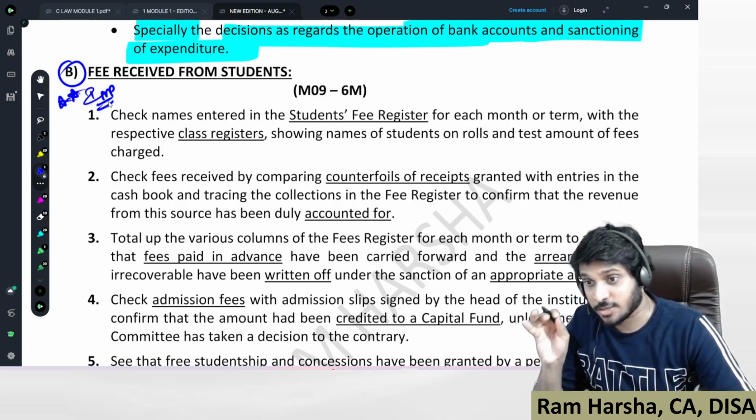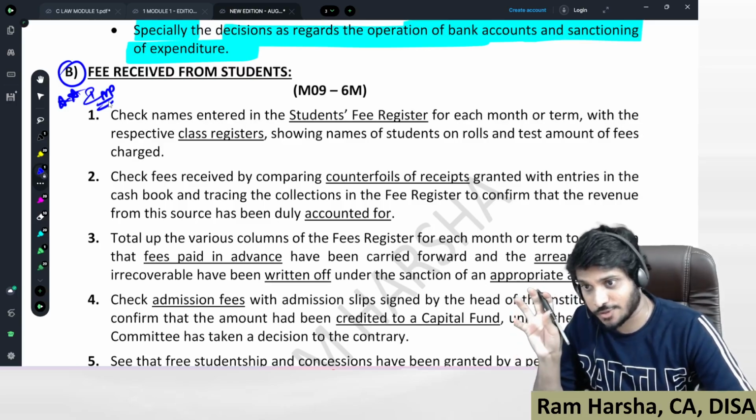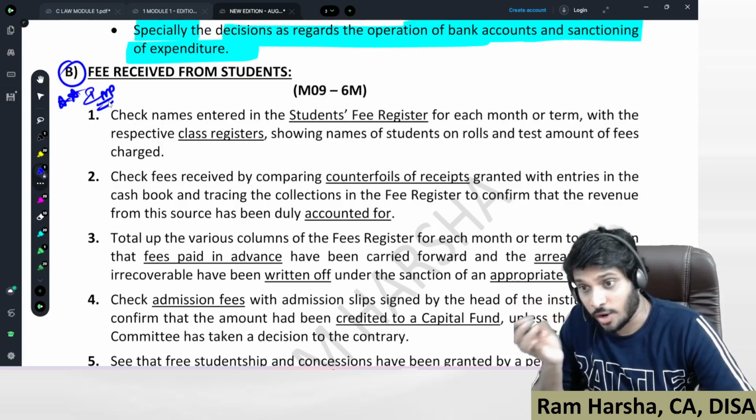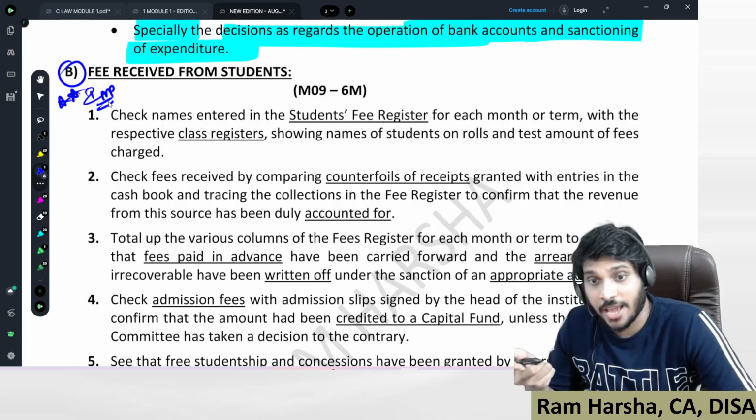Then I will ask management how a student joins the course, the admission forms. Then I will check what is the fee fixed for that admission. Then I will check how much the student paid. Then I will check how much the student has to pay.